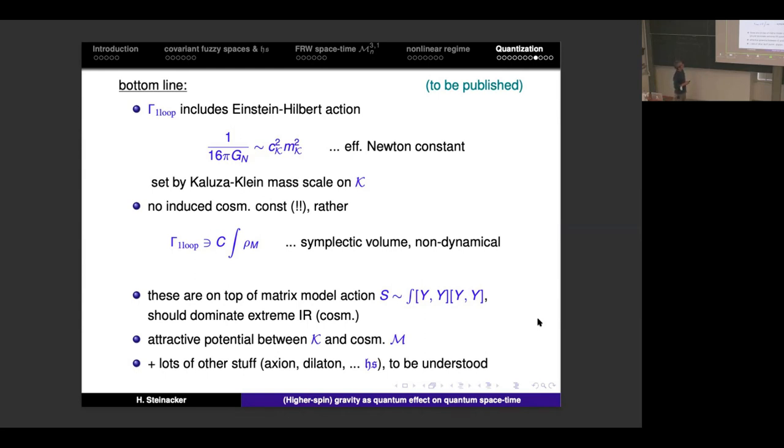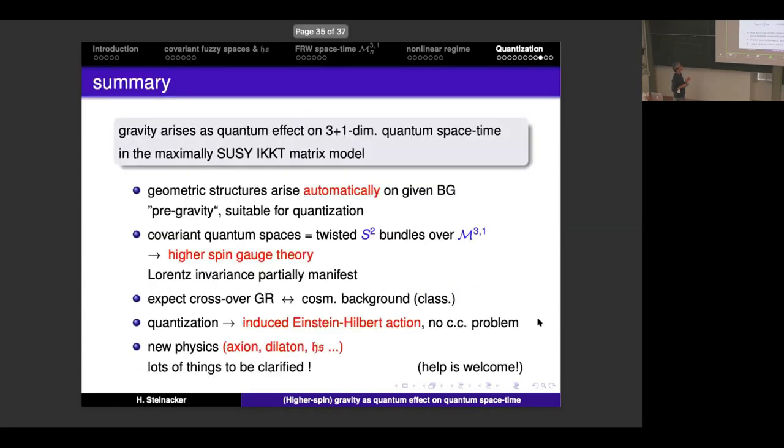I think it's enough. So the Newton constant is set by the Kaluza-Klein scale of this fuzzy extra dimension, which I didn't have time to explain. And it looks good, I would say. So this is very preliminary. It's not yet published, hopefully soon. You should be skeptical, of course, but I think it looks reasonably solid. So I didn't hide any terrible things from you. These are really honest computations.